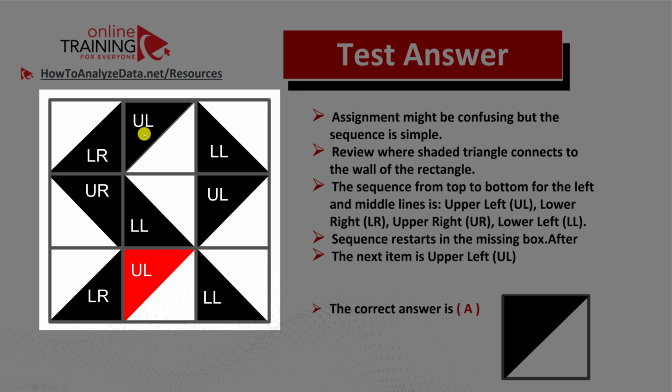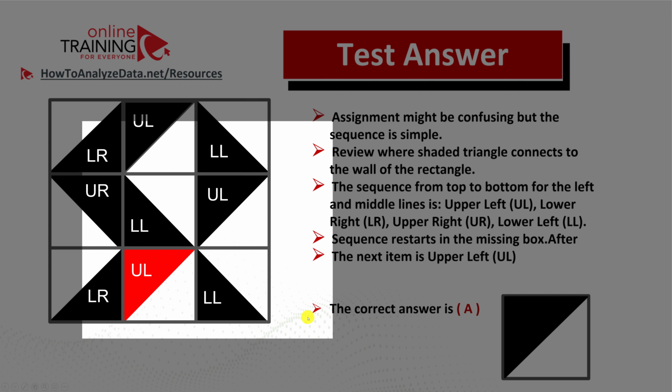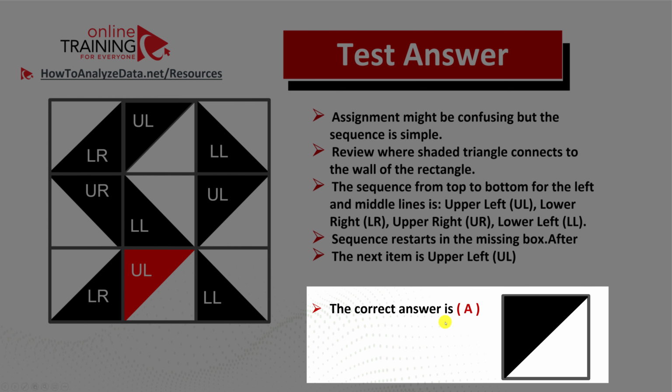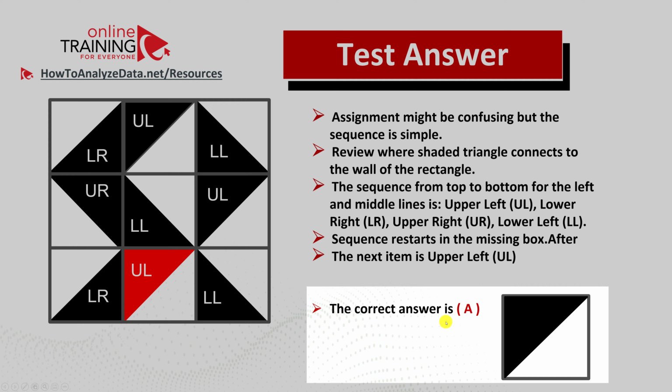You see that the pattern here restarts. Upper left was the first item in the sequence, so the next item in the sequence would be upper left again. So the correct choice here is choice A, upper left. Hopefully you've nailed this question.